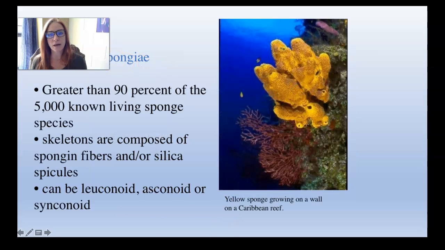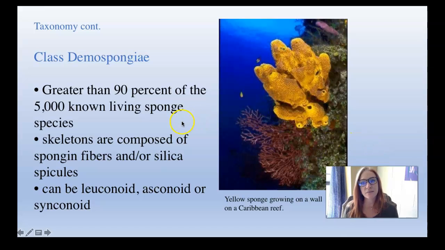Okay. All right, last one, the class Demospongiae. Most of the sponges in the sponge world are demosponges, 5,000 known living species, and we're discovering more in the deep ocean as the people from awesome MBARI and Nautilus Live are down there cataloging the deep water life. These are leuconoid, asconoid, or synconoid sponges, some of the largest ones. Their body walls and their support systems are spongin fibers and silica spicules.